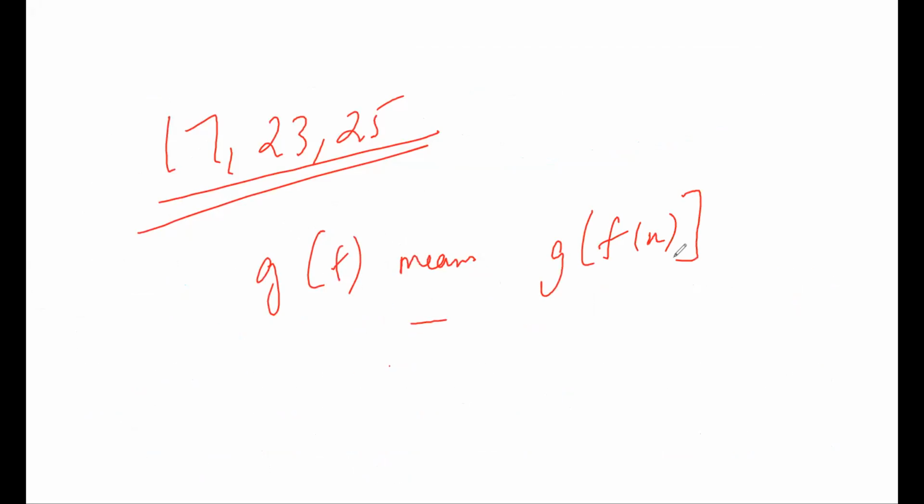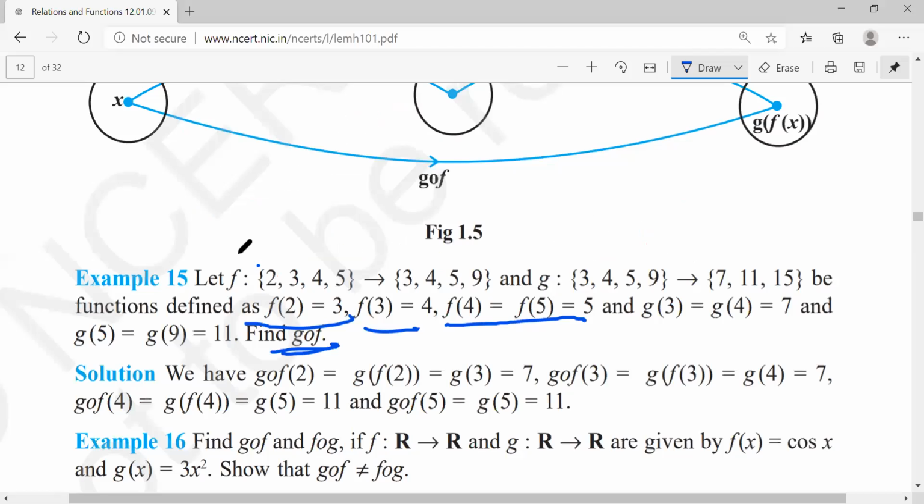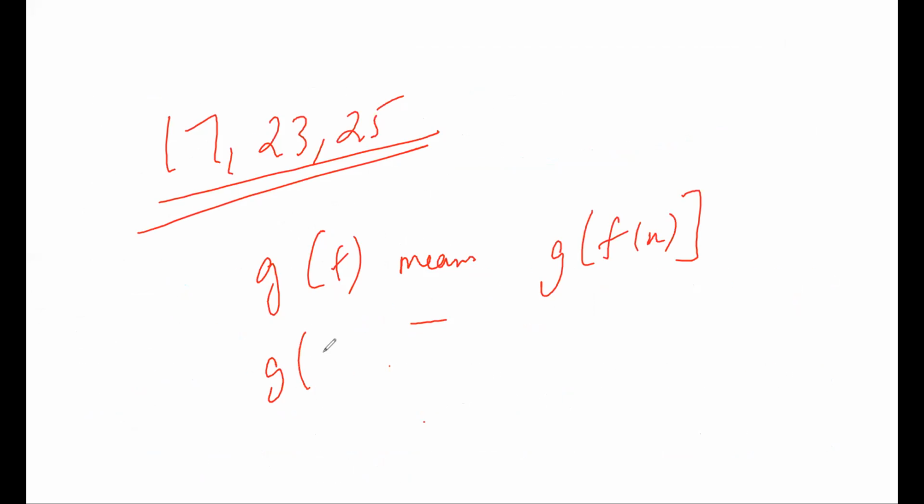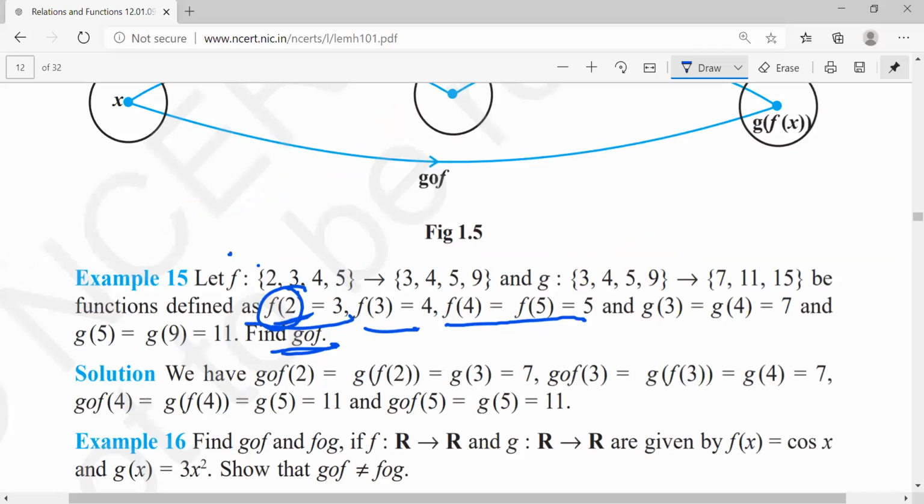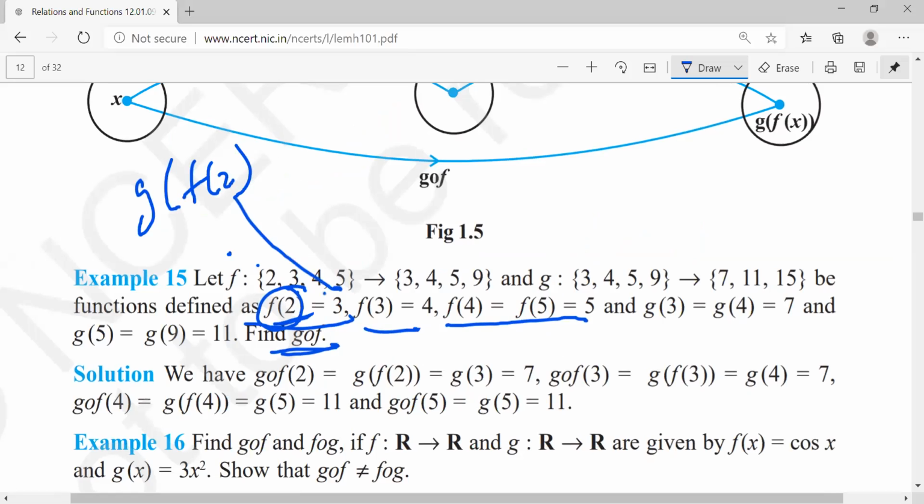Now coming back to this. First thing, g of f of what? 2 we have to find out. G of f of 2. What is f of 2 value? F of 2 value in the question is given as 3. So we just write g of f of 2 is nothing but g of 3.